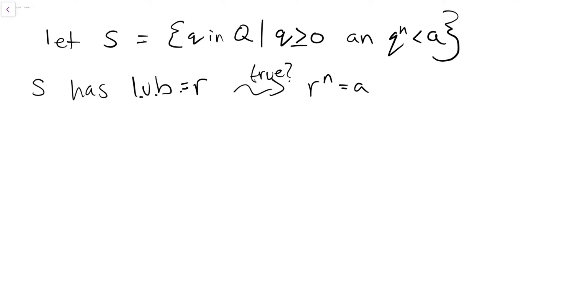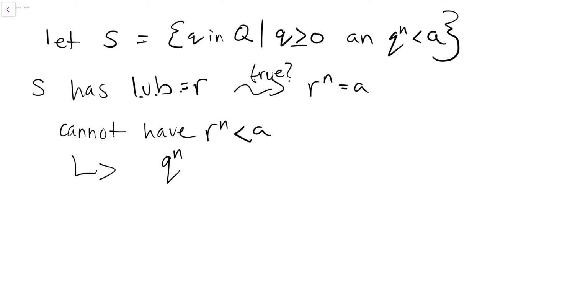First, we show that we cannot have R^n less than A. The strategy is to show that in this case, we'll find a rational Q larger than R, which satisfies Q^n less than A. We can find a rational Q larger than R, with Q^n less than A, which will contradict R being an upper bound for S.